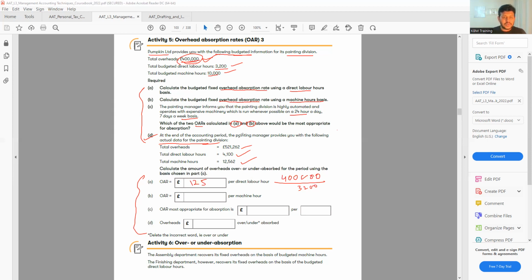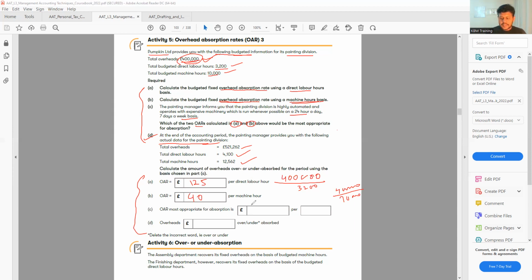The next one is number B, based on the machine hour. So let's do that. 400,000 divided by 10,000, and that will give us 40 per machine hour. Very well done.